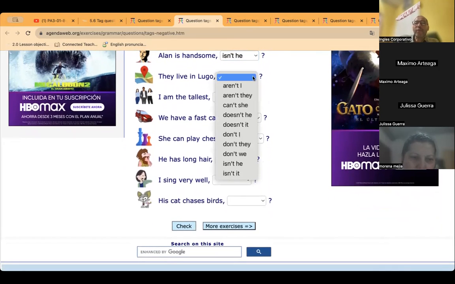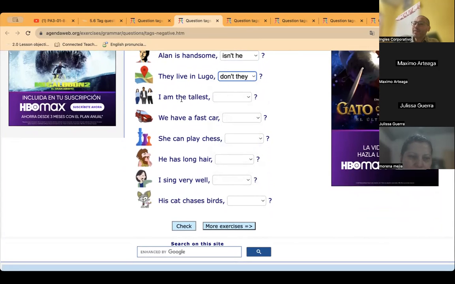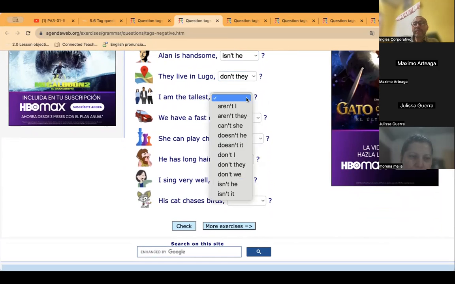They live in Lugo. Doesn't they? Okay. Don't they? Good, because doesn't does not exist with they. Good. Julissa. I am the tallest. Don't I? What is the auxiliary, Julissa?